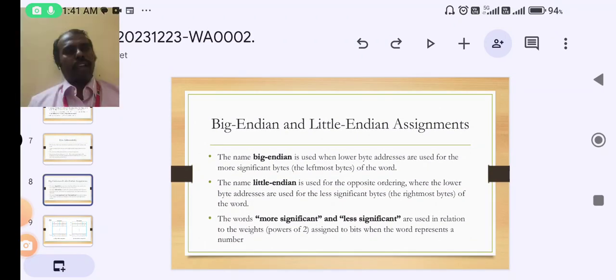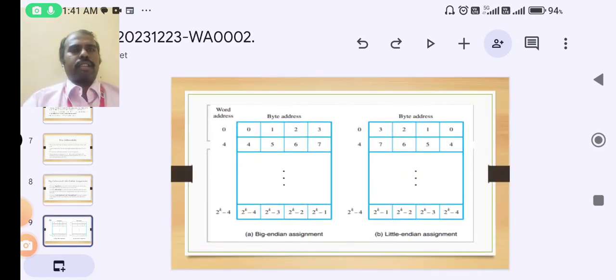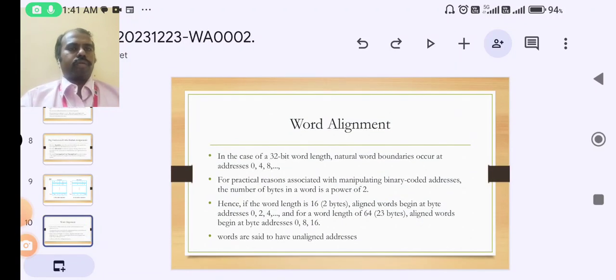Next is the little endian. It uses the opposite ordering, where the lower byte addresses are used for the less significant bytes, that is the rightmost bytes of the word. So as we discussed, this is the example. The right side diagram is the example for little endian mode.